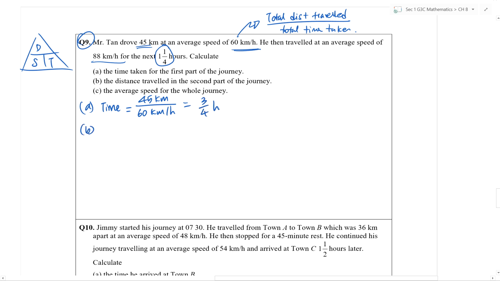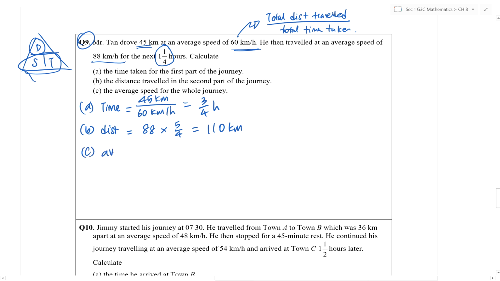Part B, distance. Since I want the distance, I take the speed times the time. And this is for the second part. So distance. Speed is 88 times the time. 1 1/4 of an hour is 5/4 of an hour. So this gives us 110 kilometers.